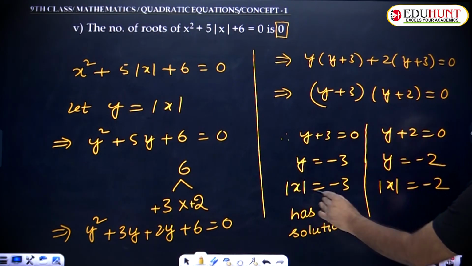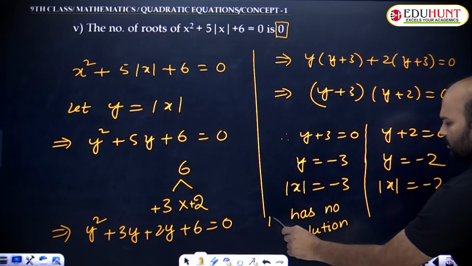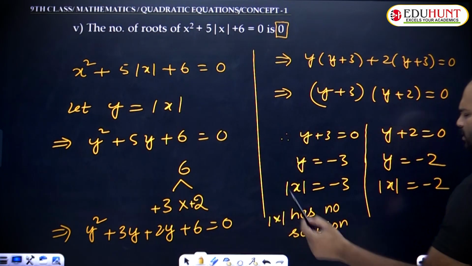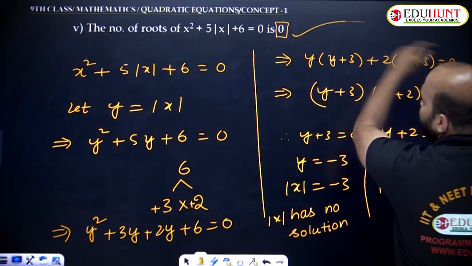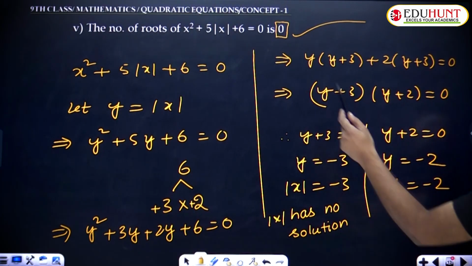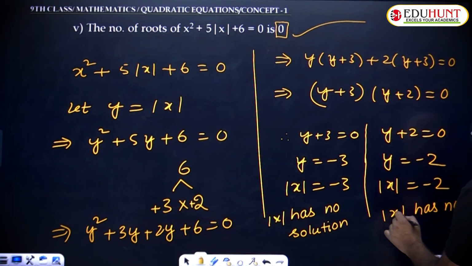Am I clear? So if mod x equals a negative value, mod x has no solutions. Here also mod x has no solution, nothing but 0 roots. The given equation has 0 roots. So no solution. Here also mod x has no solution because the absolute value of a number cannot be negative. Mod x has no solution, nothing but no roots.